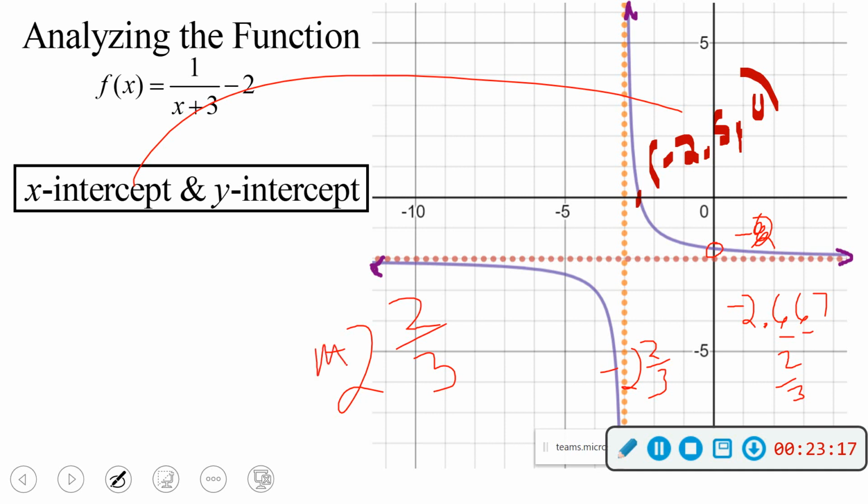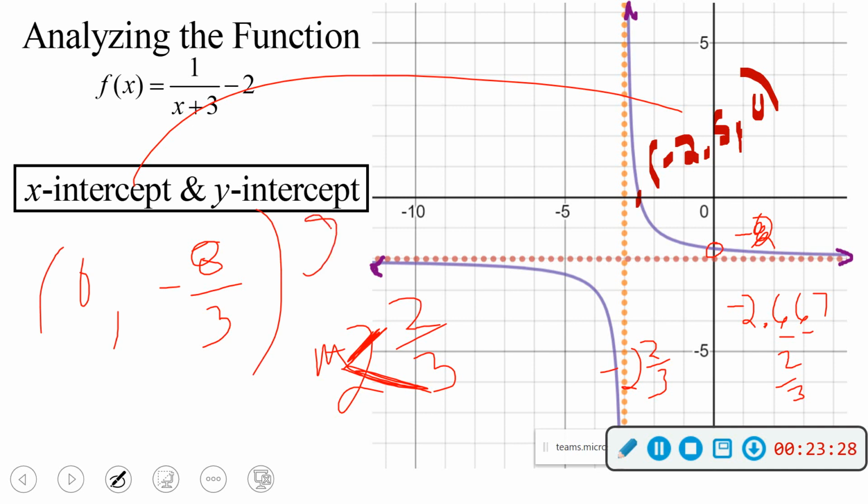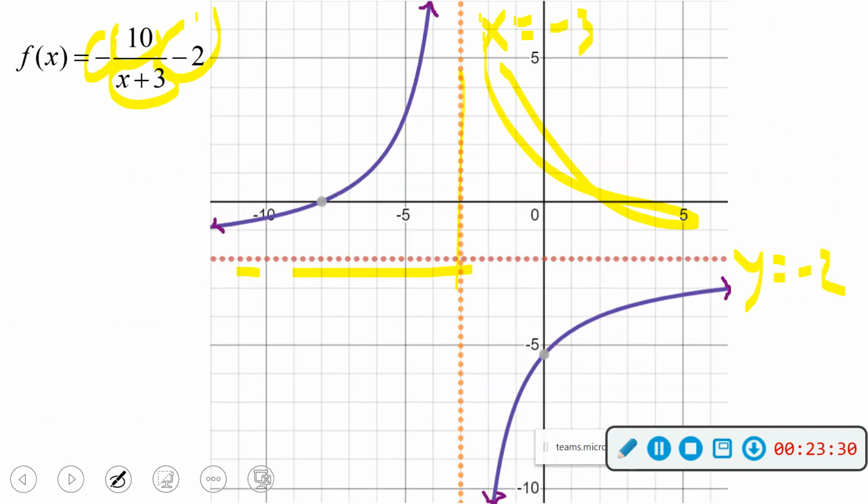So forget about the negative sign to the end. 2 times 3 is 6. 6 plus 2 is 8. So 8/3. Now throw that negative back in. 0 and -8/3 is the y. Let's practice that again with this problem.